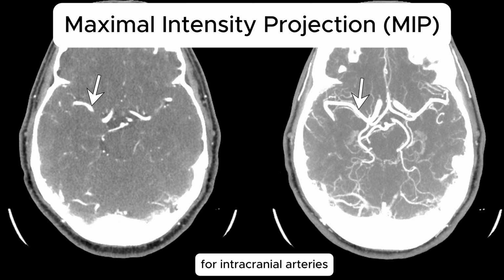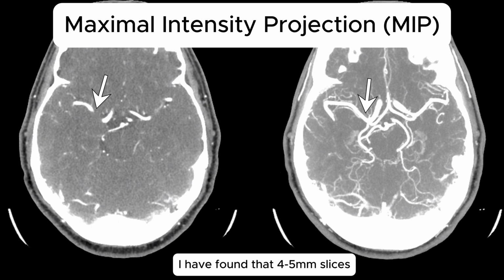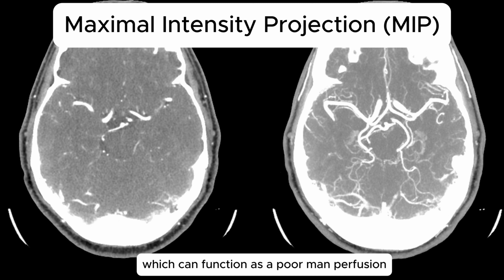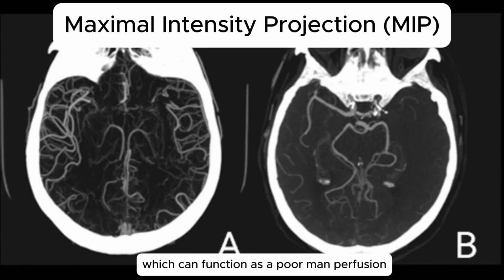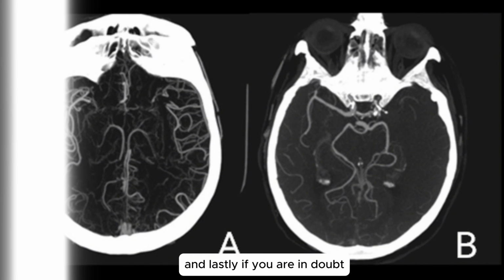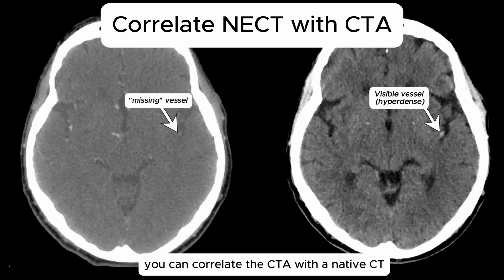For intracranial arteries, I have found that 4 to 5 mm slices usually work quite well. In cases of a stroke, you can also use 20 mm MIP slices, which can function as a poor man's perfusion, given that you don't have a CT perfusion scan. And lastly, if you are in doubt, you can correlate the CTA with a native CT.